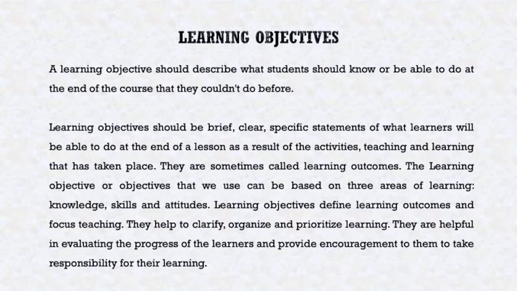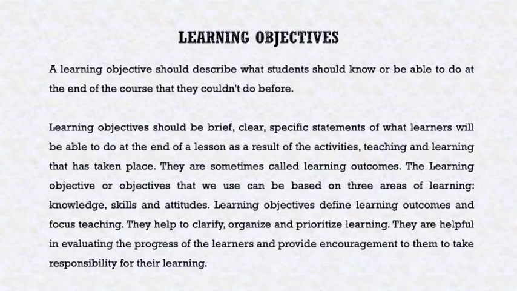In general, objectives are more specific and easier to measure than goals. Objectives are basic tools that underline all planning and strategic activities. A learning objective should describe what students should know or be able to do at the end of the course that they could not do before. Learning objectives should be brief, clear, specific statements of what learners will be able to do at the end of a lesson as a result of the activities, teaching, and learning that has taken place. They are sometimes called learning outcomes.